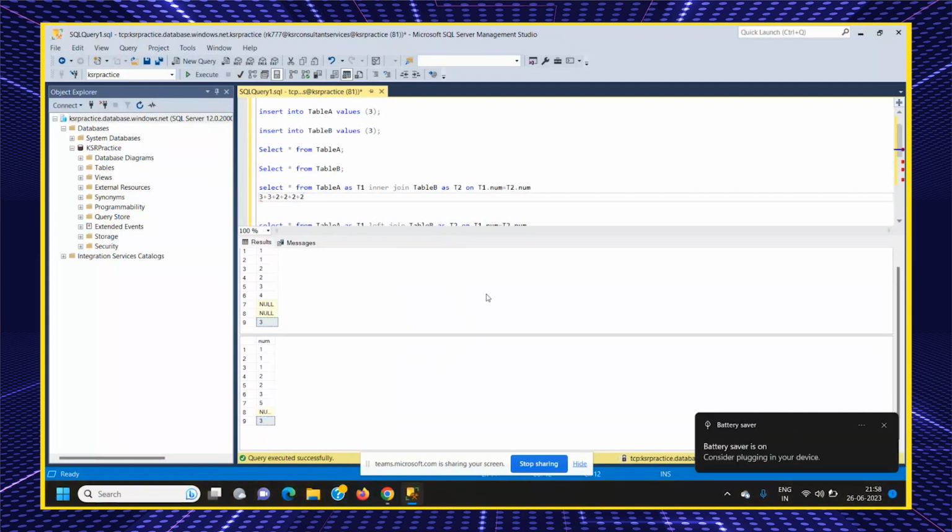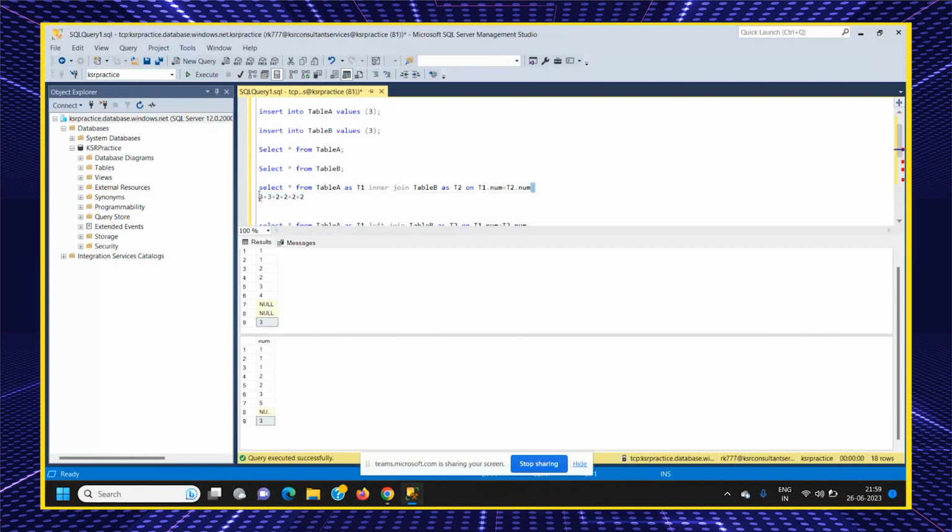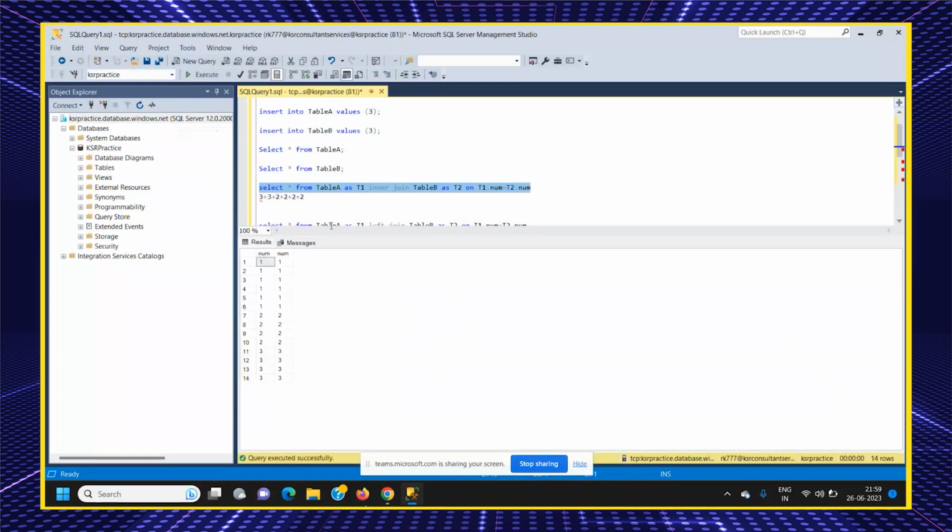And in case of inner join, as I clearly said, in case of null, the inner join won't work. Every null acts as a unique identifier, so there is no matching of null records here. So we have around 14 records: 3 plus 3 is 6, plus 2 is 8, plus 2 is 10, plus 2 is 12, and plus 2 is 14.